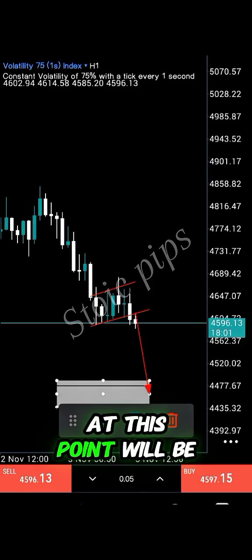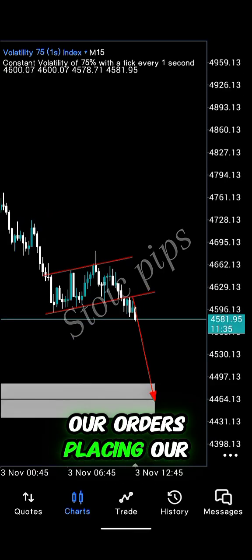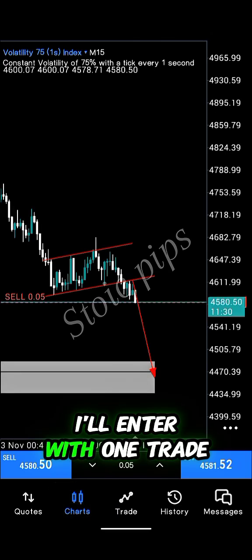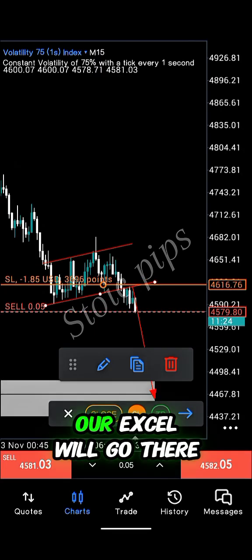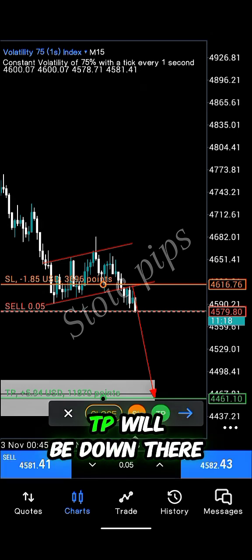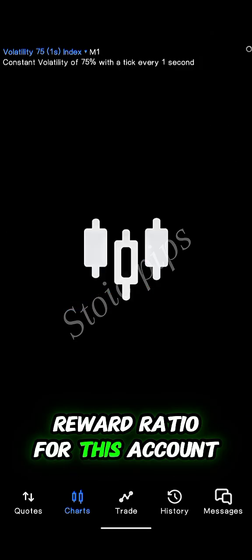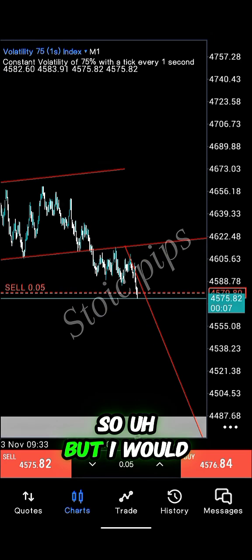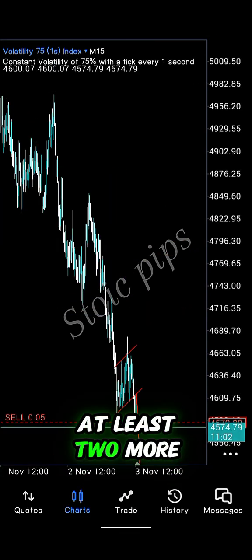So at this point we'll be placing our orders. So I'll enter with one trade for now, with one position for now, sorry, and our SL will go there at that zone, and our TP will be down there. So that means it's a 1-to-5 risk reward ratio for this account. So we're risking $1 to gain $5, right? But I would like to add more positions, at least 2 more.